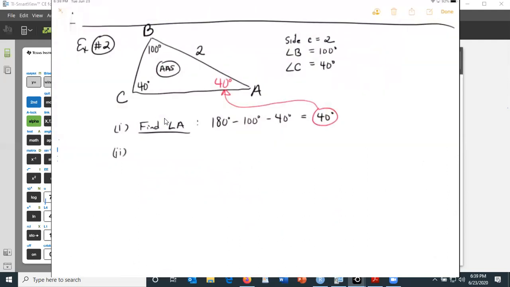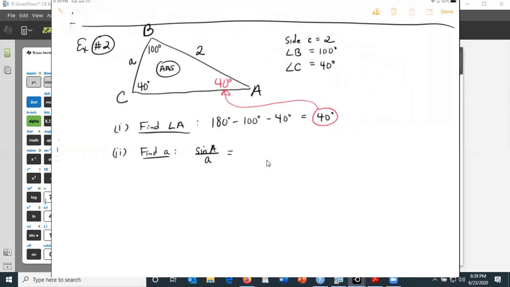Part 2. Let's find side A. So where's side A at? I didn't label it, but hopefully you can figure out that it's this side right over here, between angles B and C. So if I want to find side A using the law of sines, because it's angle, angle, side, I must use at least this A ratio. I have to use that if I'm going to find side A.